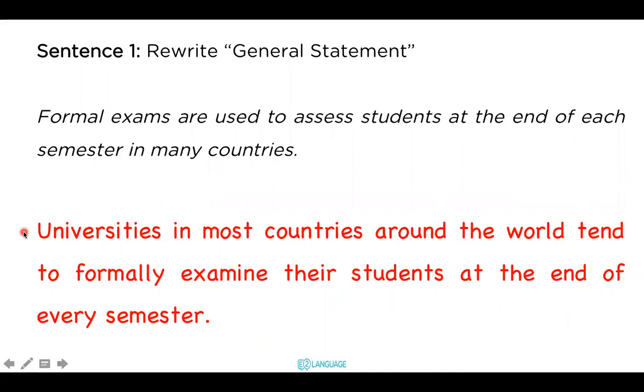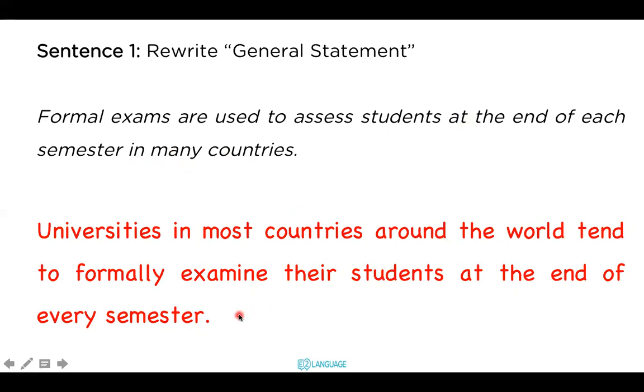Universities in most countries around the world tend to formally examine their students at the end of every semester. These two things say the exact same thing, but just in different words. So what have we got? Well, instead of formal exams are used, I said formally examine their students. So I've changed that noun exams into a verb examine. In many countries, I said in most countries around the world. At the end of each semester, I said at the end of every semester.